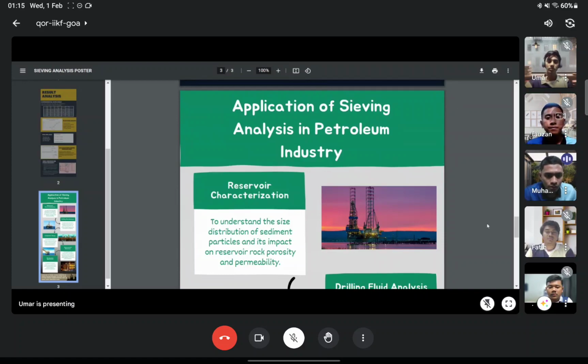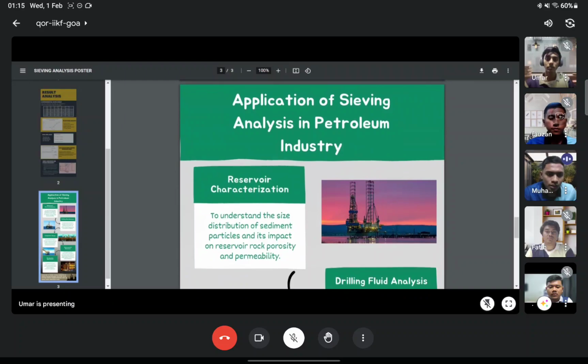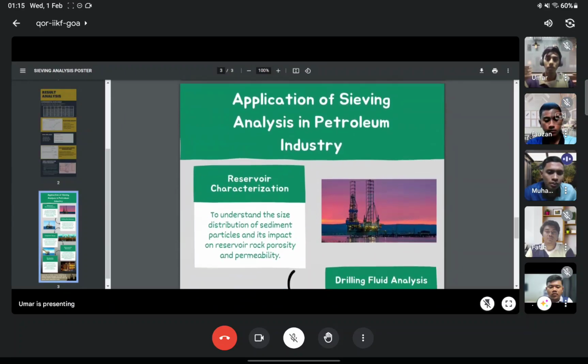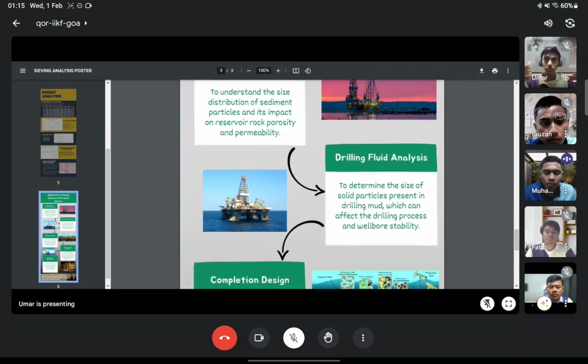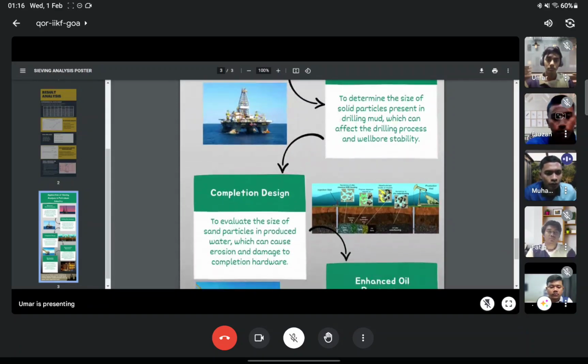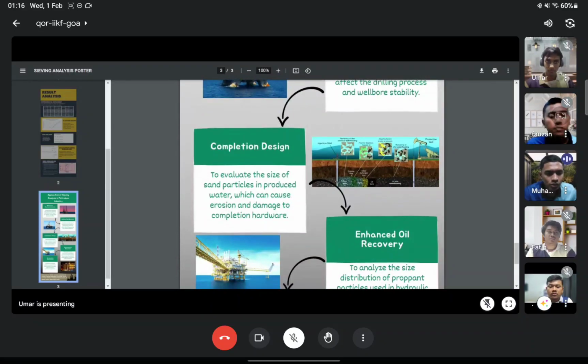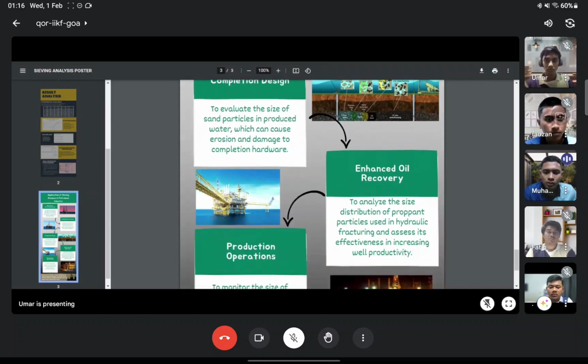For reservoir characterization, sieving analysis helps to understand the size distribution of sediment particles and its impact on reservoir rock porosity and permeability. For drilling fluid analysis, sieving analysis helps to determine the size of solid particles present in drilling mud, which can affect the drilling process and wellbore stability. For completion design, sieving analysis helps to evaluate the size of sand particles in produced water, which can cause erosion and damage to completion hardware. From me, I will pass it to Sheikh Fauzan.